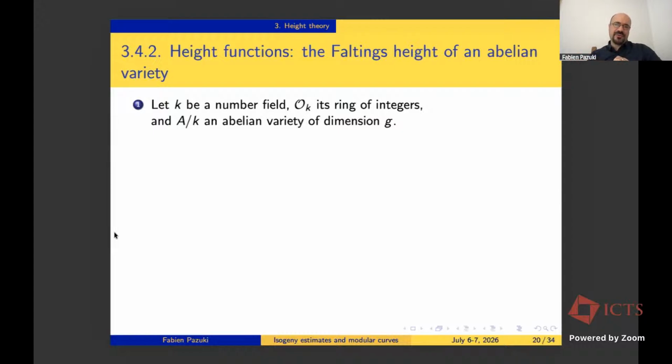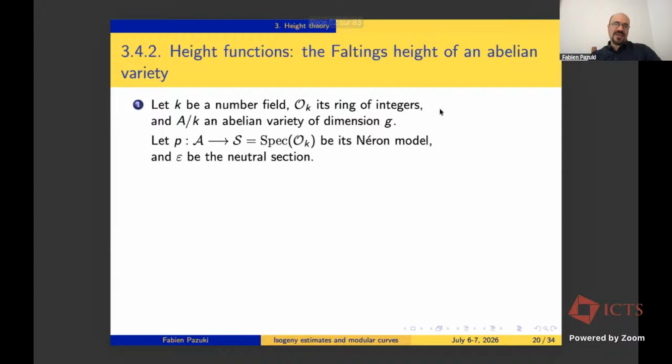So let me go through it. It will most likely be useful also for other conversations you might have during the week. So K a number field, with its ring of integers O_K. Now we go for an abelian variety of dimension g, and instead of looking at equations defining this variety in a projective space, we're going to focus on its Néron model. So there's a scheme over Spec O_K that has the generic fiber being the abelian variety you start with, and that satisfies the Néron property.